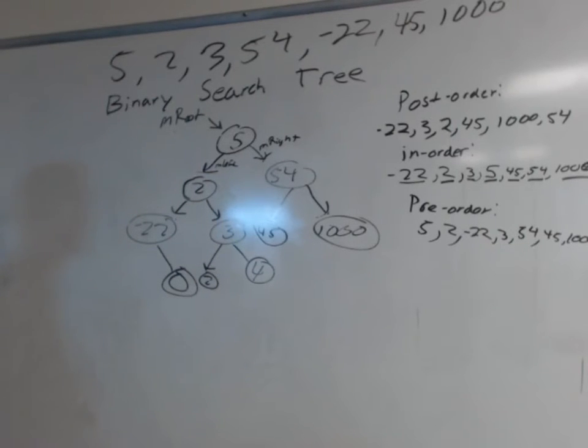Could that 0 realistically get placed there based on what we coded today? Well, 0 is greater than negative 22, right? Yeah. Because it's less than 2 and greater than negative 22, there's a 0. Okay?